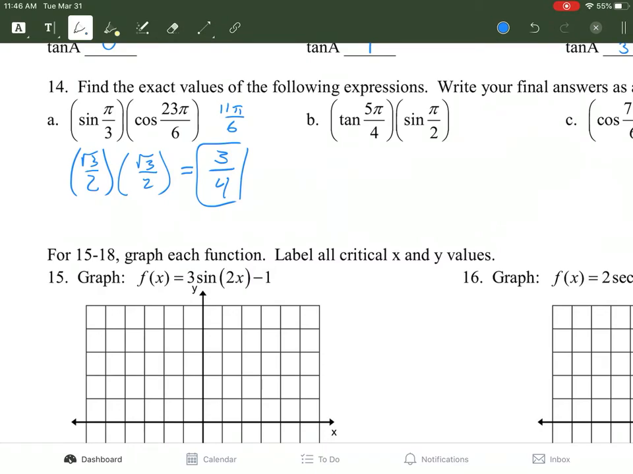For part B, tangent of 5 pi over 4. Well, you have √2 over 2 divided by √2 over 2, which you're just going to get 1. And then for sine of pi over 2, that's also going to be 1. So 1 times 1 is just 1.